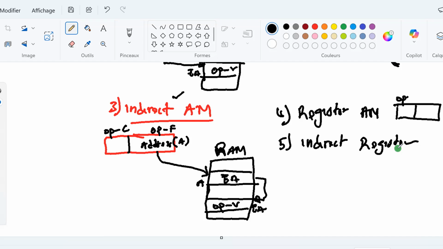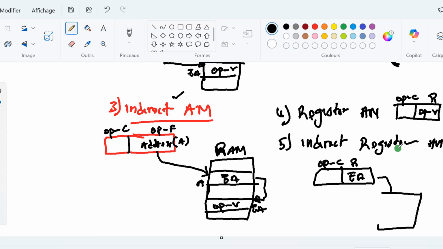Here is the opcode, and this operand field is a register. Now when you say indirect register addressing mode, it simply means that you still have the opcode like this, and here you have the register, but this register is no more storing the operand value directly. Up here the register is storing the operand value, but here now the register is storing the effective address of the memory location, RAM.